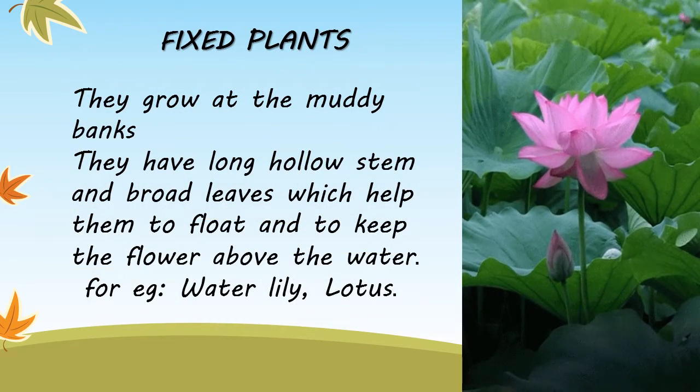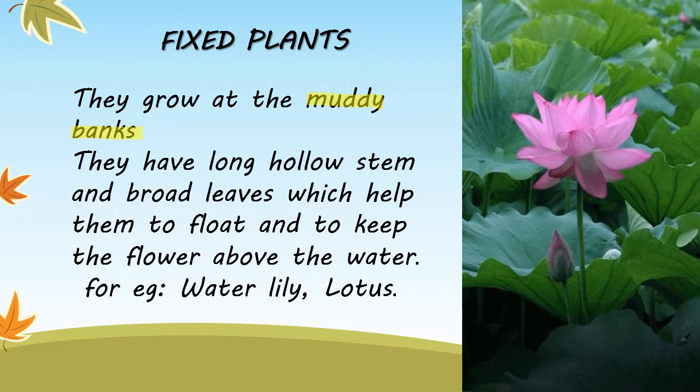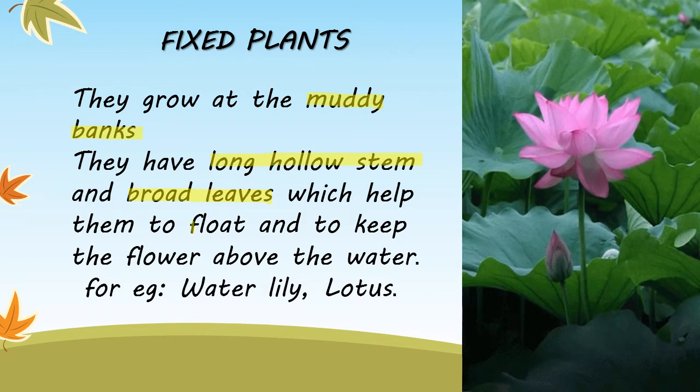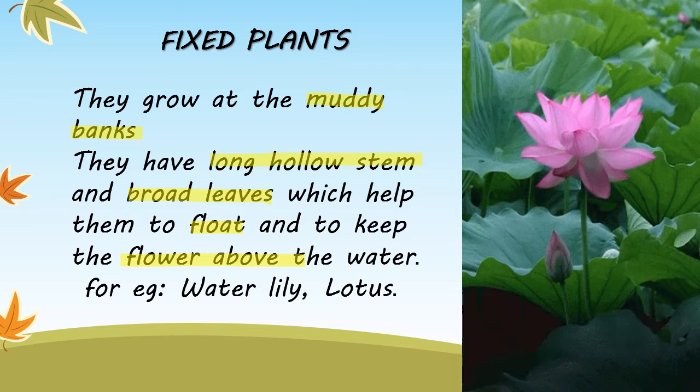Fixed plants. These plants grow in muddy bank or in shallow water. They have long hollow stem and broad leaves which help them to keep the flower above the water. For example, water lily, lotus, etc.